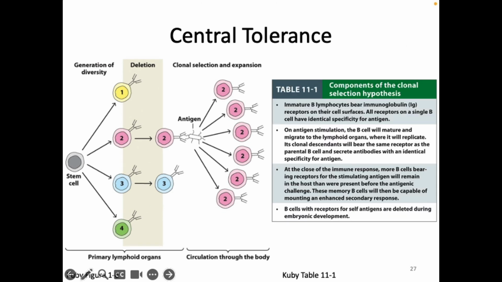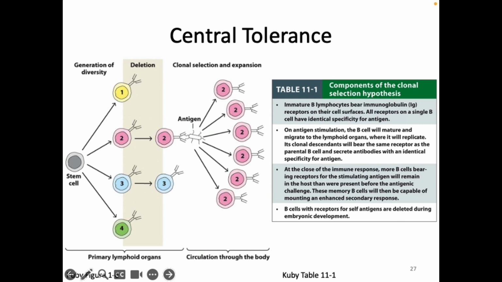So this process is known as central tolerance. Immunologists use the word tolerance to mean reasons why you don't make a really bad immune response to yourself, or reasons why you avoid reacting to self proteins, lipids, nucleic acids, etc. So you can think of tolerance as how we avoid autoimmunity, how we avoid responding to self antigens.